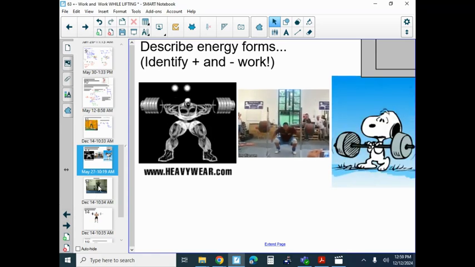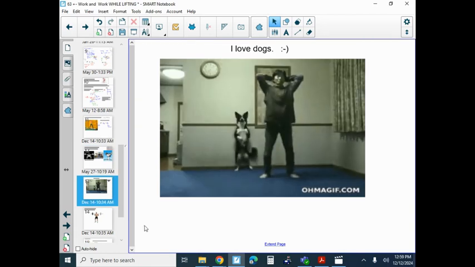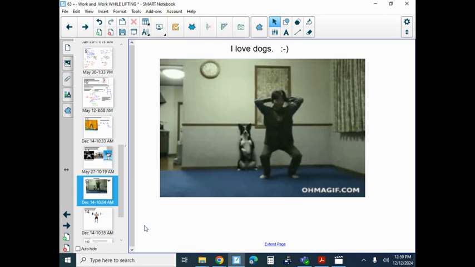Snoopy's just a machine there. And you gotta just love dogs, right? I don't know why or how this happens, but pretty cute.